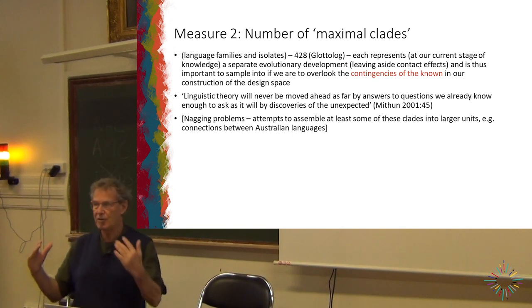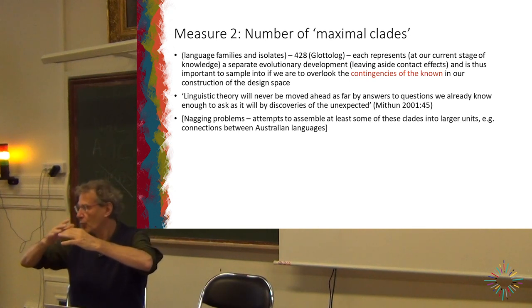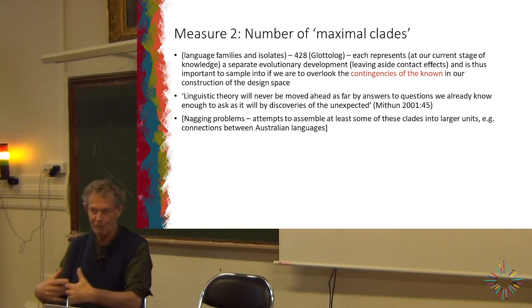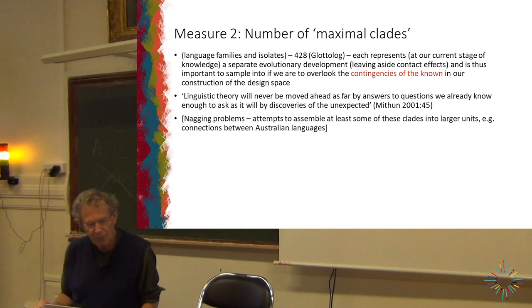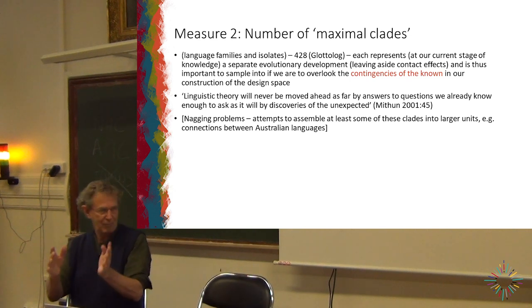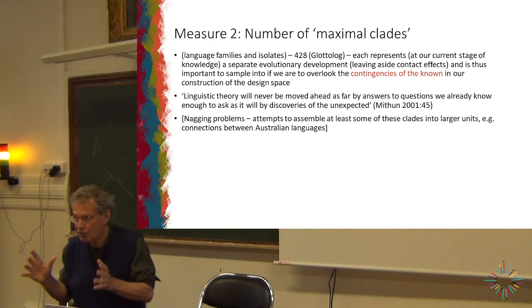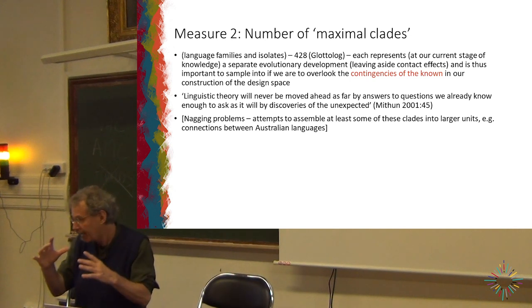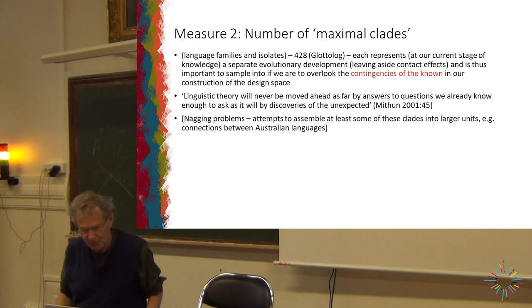So the idea of a maximal clade is it's just the largest grouping, from one up to 1500, for which we can securely posit a common ancestor, about which we know enough to prove that there's common descent. And that number, if we look in Glottolog, which is one of the few places that actually gives a number for this, they give the number of 428. So we think of these, at a current state of knowledge, we presume it's going to go down rather than up. We might discover a few more new languages which would push it up a bit, but it's likely that we will discover connections between some of these, and I'll show you an example in a moment.